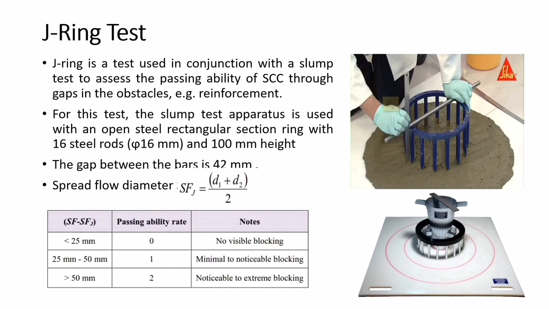Spread flow diameter SFJ is (D1 + D2) divided by 2. For spread flow diameter, if the SF is less than 25 mm, the passing ability rate is 0 and there is no visible blocking. If the SF is between 25 mm and 50 mm, the passing ability rate is 1, with minimal to noticeable blocking. If the spread flow diameter is greater than 50 mm, the passing ability rate is 2, with noticeable to extreme blocking.